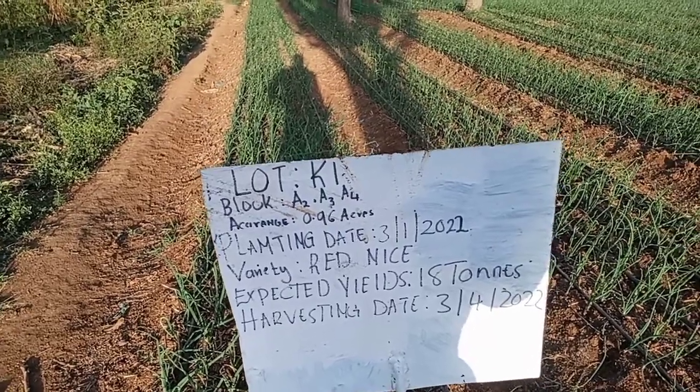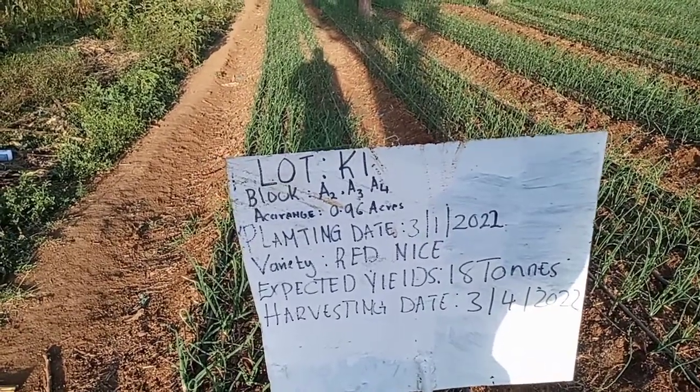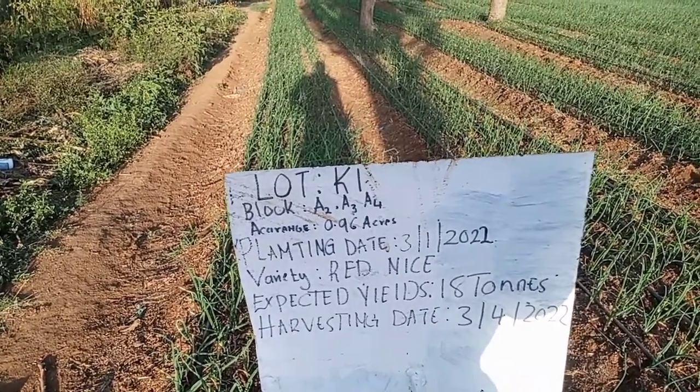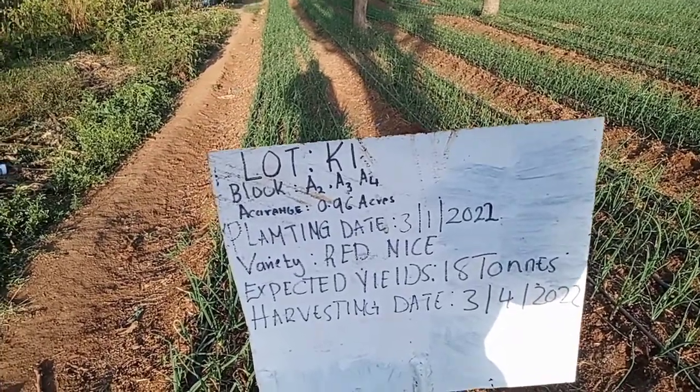And basically, the best time to plant our onions in our country, Kenya, is to be on the market between March, April and May. Take a look at this.